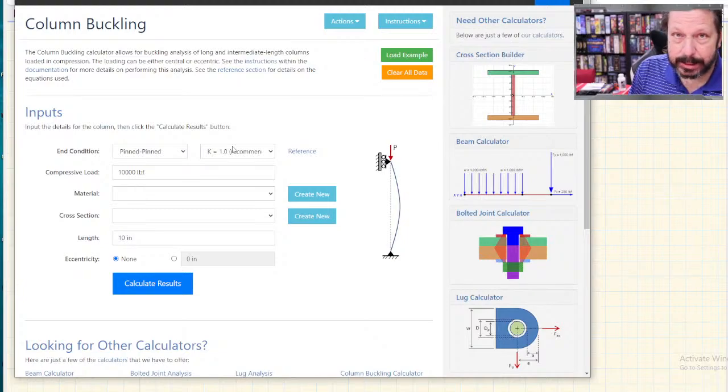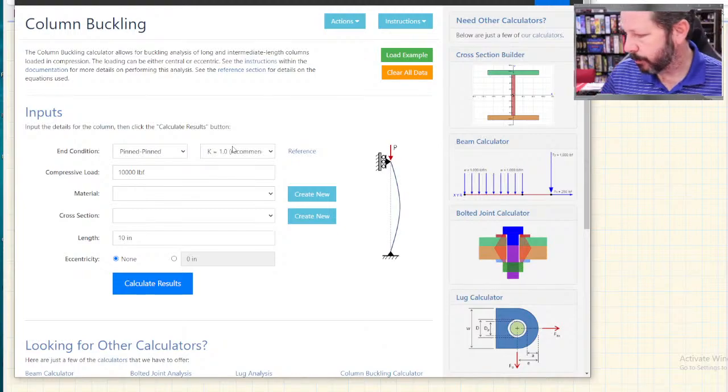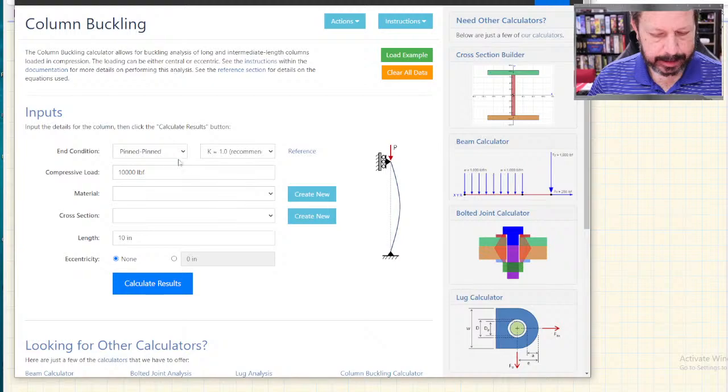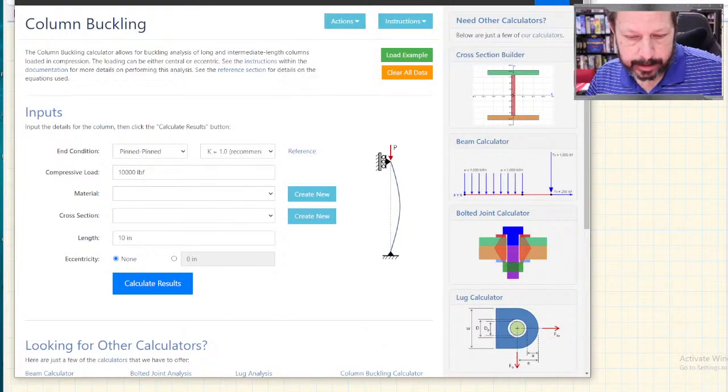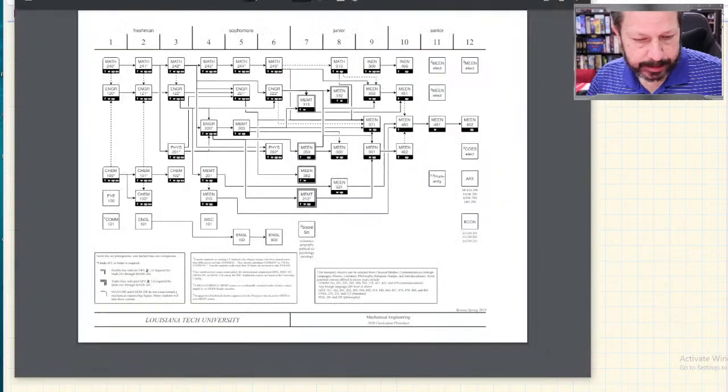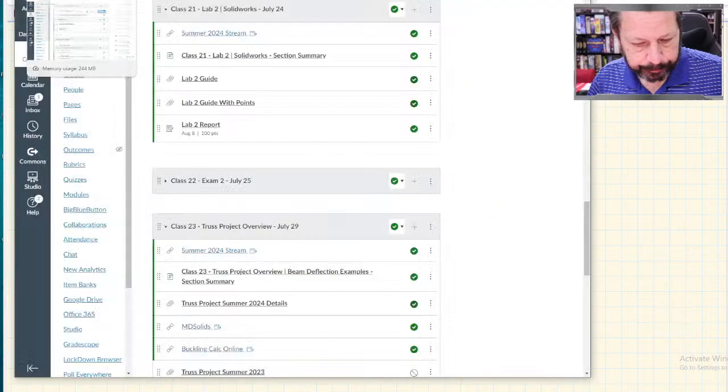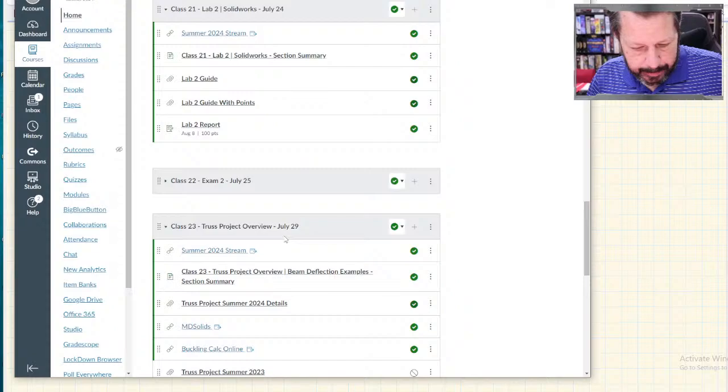Now we're going to try and simulate this in SolidWorks, but sometimes SolidWorks doesn't do buckling quite the way I want it to, and so you have to manually go in and calculate buckling. Anyway, we'll get to that at some point. All right.